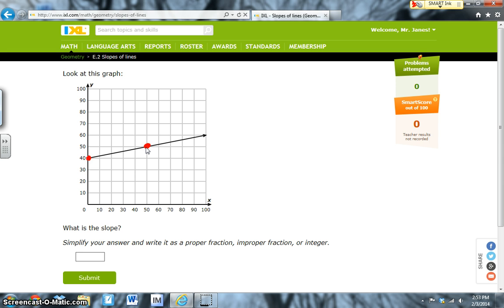Now slope. Slope, remember, is rise over run. So we're going to figure out how far we've got to go to the right, and how far we've got to go up on our graph to get from one point to the next. In this case, our run is 1, 2, 3, 4, 5. So our run is 5, but watch out, the graph goes in increments of 10, so that's actually 50. Our run is 50, so I put that up here.